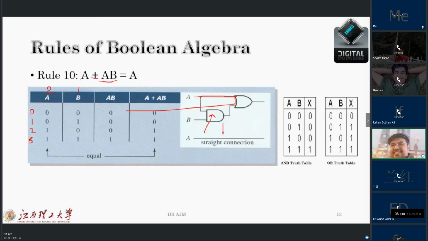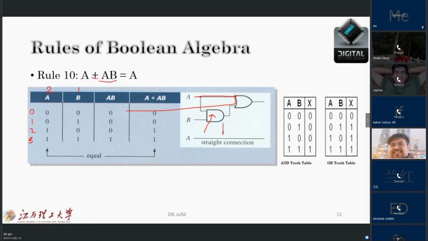And once more, I will tell you, maybe there is some problem with the audio. Rule number 10 is something like A plus AB, which equals A. This is what we are searching for. First, we will start with the truth table. I have 2 bits, then I can show values between 0 and 3. And then we can continue with the numbers 0, 1, 2, and 3.